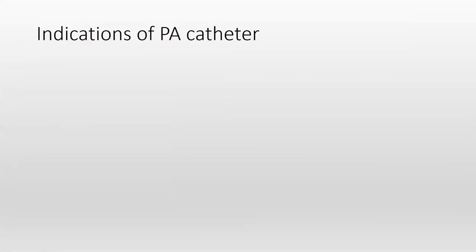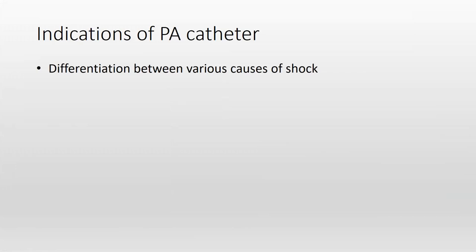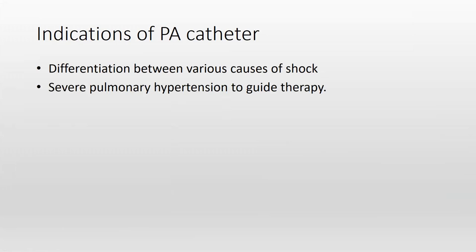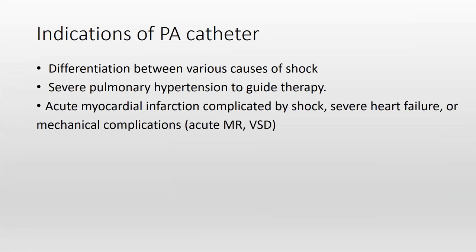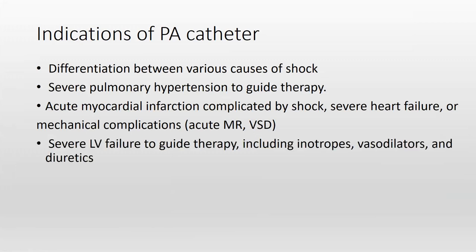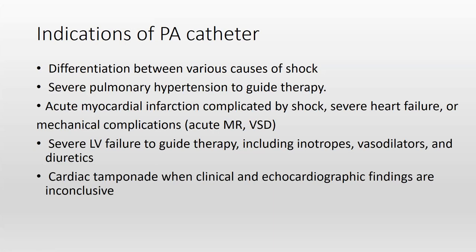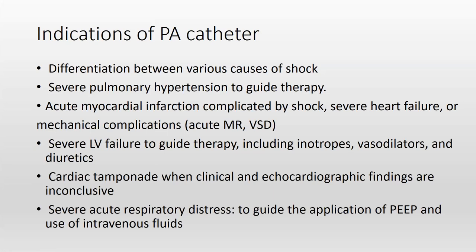So, indications of the PA catheter. This is where we are most commonly using it: when there's undifferentiated shock, and severe pulmonary hypertension to guide therapy. Acute myocardial infarction complicated by severe heart failure or mechanical complications. This is still debated now, whether this is in severe left ventricular failure. It's not used all the time now. It's not recommended. In cardiac tamponade, you could use it. And we know that it has been heavily debated whether there is a use of the PA catheter in ARDS.